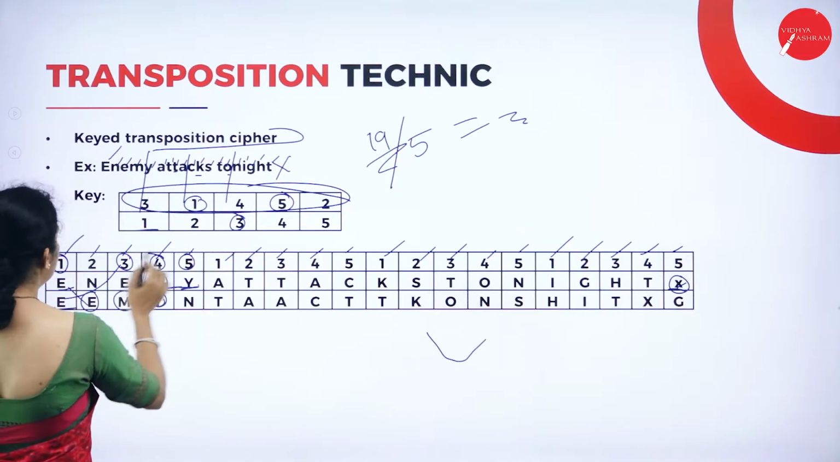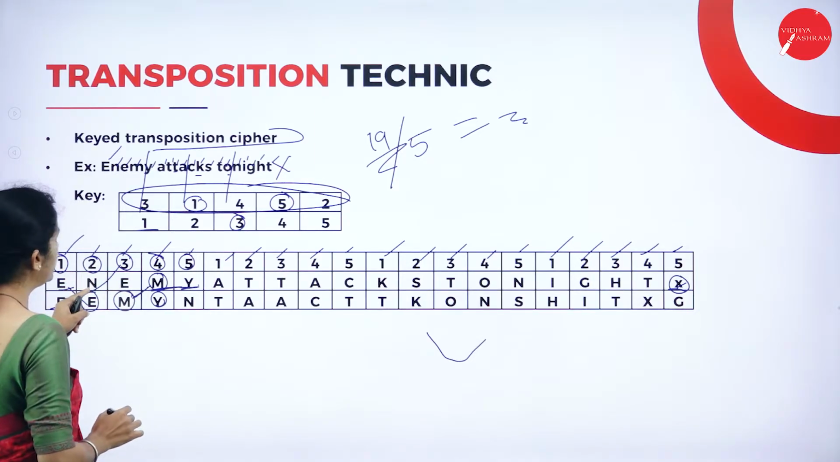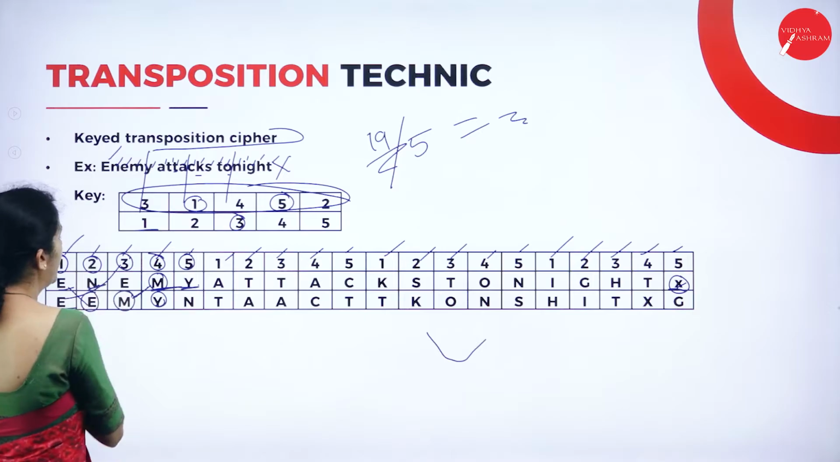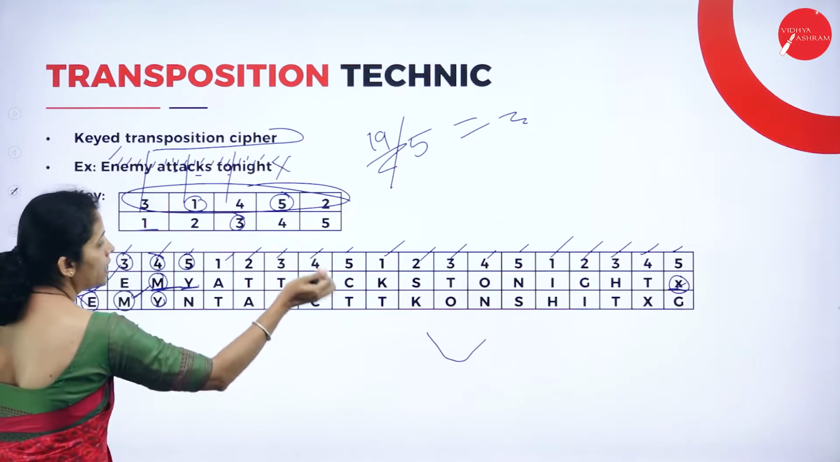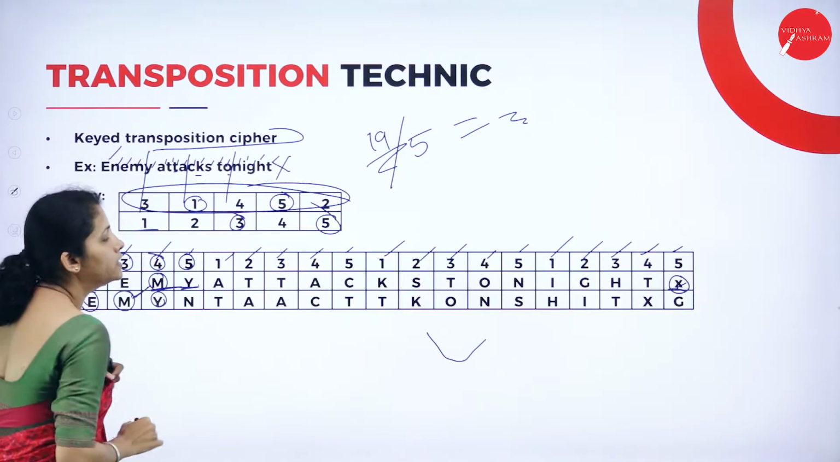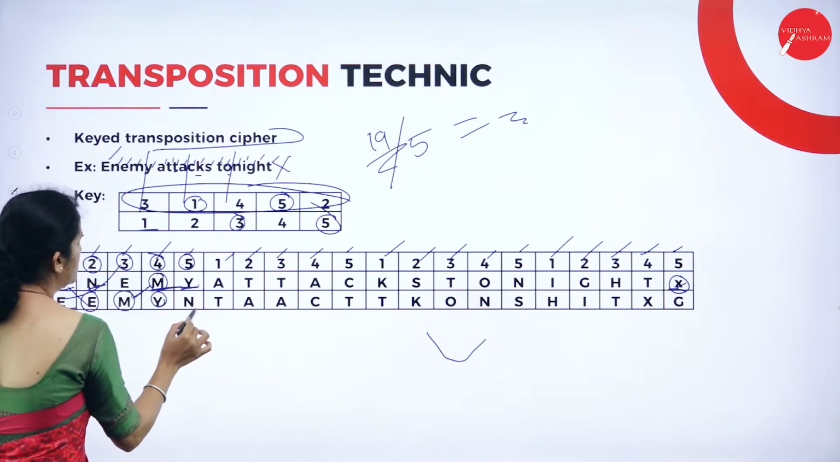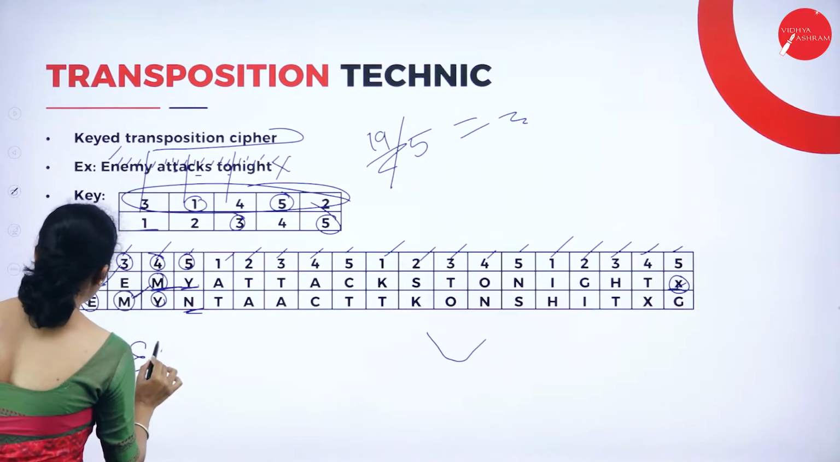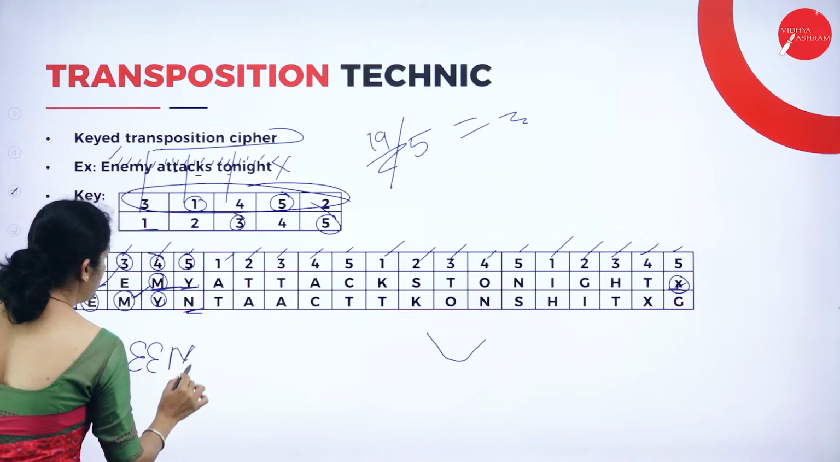And if I consider the second location, what is there at the second location? It is N. And I want to write it at location 5. So I'm going to get EEMYN.